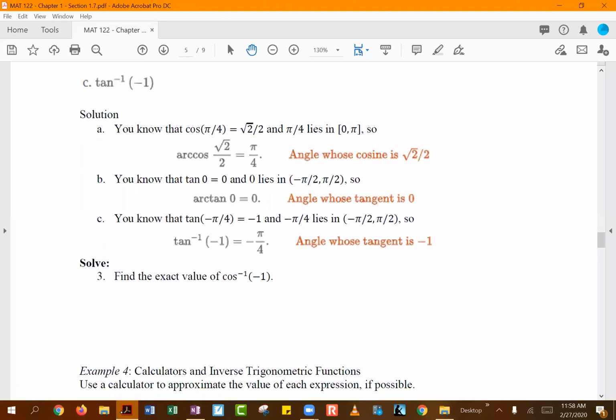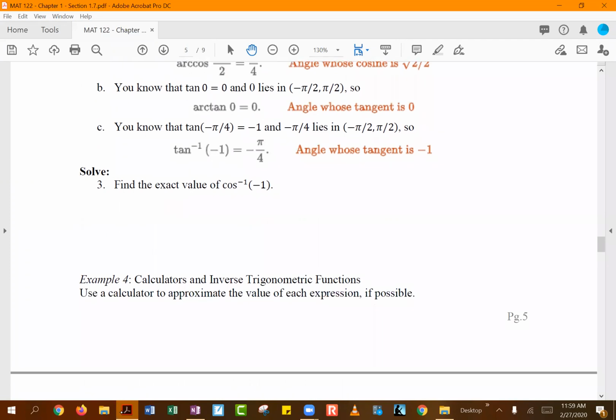Same thing on part C. They're asking you what is the value of arctangent of -1, which means at what angle is tangent equal to -1. And tangent is equal to -1 again for that 45-degree angle. So that's going to be at pi over 4.